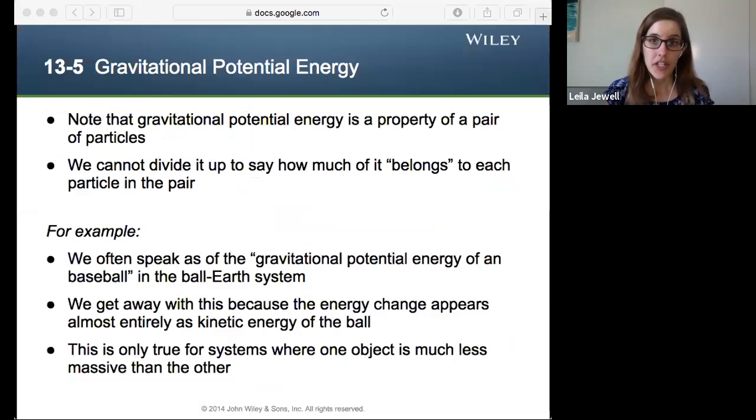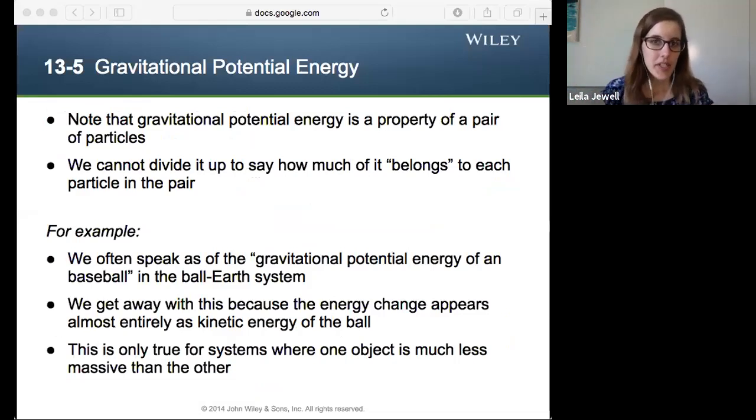Note that gravitational potential energy is a property of a pair of particles. You can't divide up to say, okay, the apple has this much potential energy and the earth has this much. It's not that part of it belongs to one or the other. There's always a pair there.